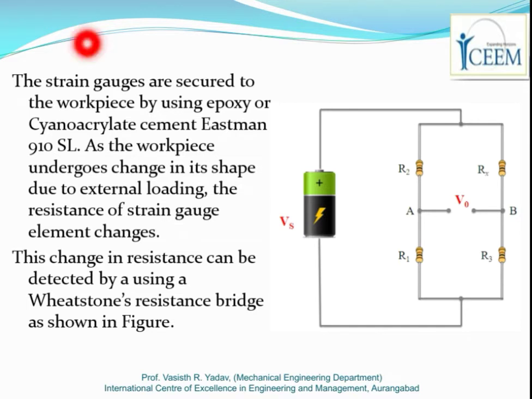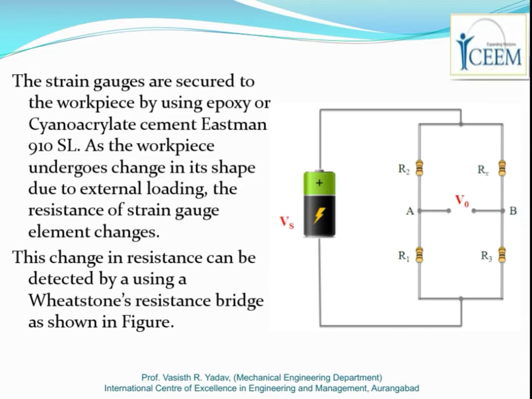Whenever we use these strain gauges to measure some linear dimension, these strain gauges are secured to the workpiece. They are fixed to the workpiece by using epoxy or cyanoacrylate cement Eastman 910 SL. That means these strain gauges are fixed to the workpiece whose changes in dimensions are to be measured.